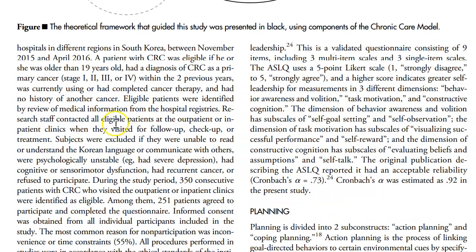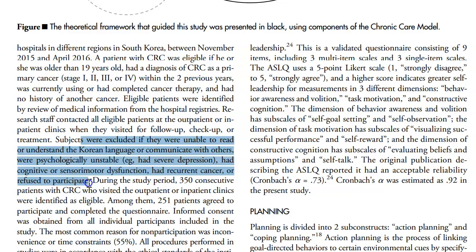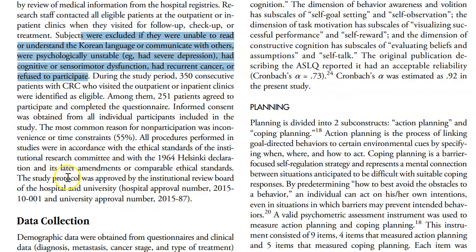Oh, sorry. One other thing we should mention here as I kept reading down a little bit. So how did they get them? It says the research staff contacted all of the eligible patients when they visited for follow-up or checkup or treatment. And then they were excluded if they were unable to read or understand Korean or communicate with others, or if they were psychologically unstable, such as severe depression, had cognitive. So here's some additional exclusion criteria.